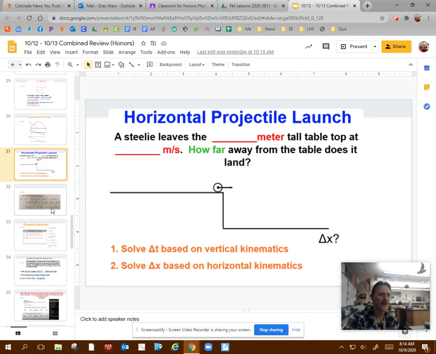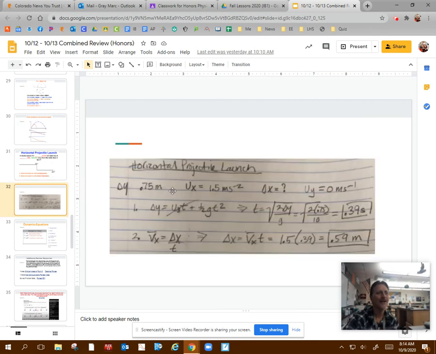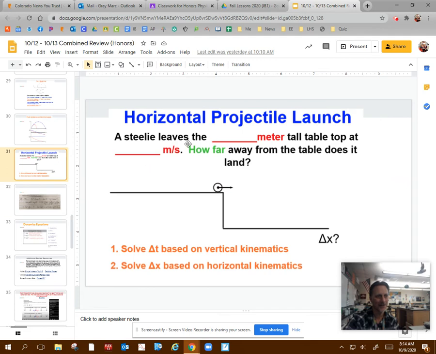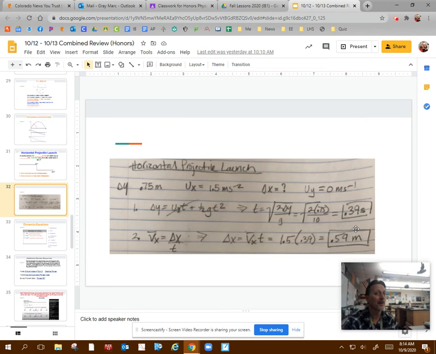And I went ahead and just worked out this problem here with an example. If you had a change of y of 0.75 and a speed of 1.5, so notice how those would go into here, what would be your range? And then I just worked through a problem completely to give you an example of how that works.